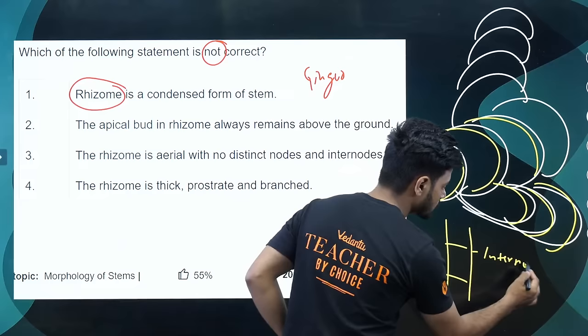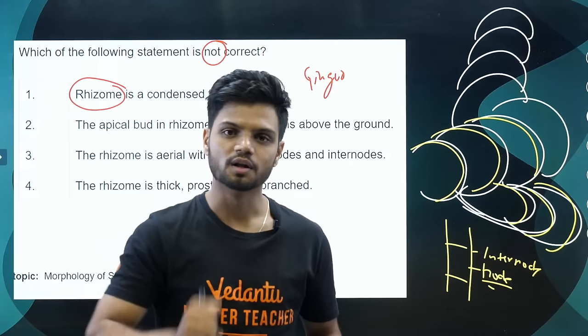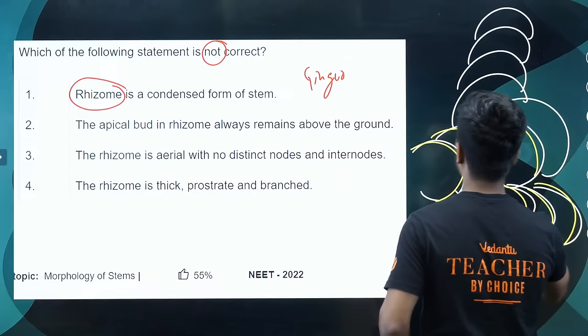Internode. And this is your nodal region. Basically, the ginger which you put in your biryani is your stem modification. Correct. The apical bud in the rhizome is always remain above the ground.